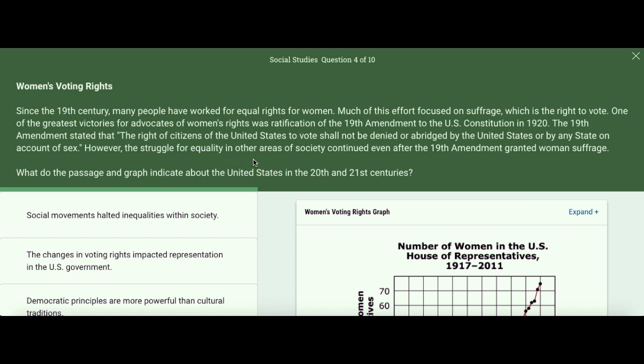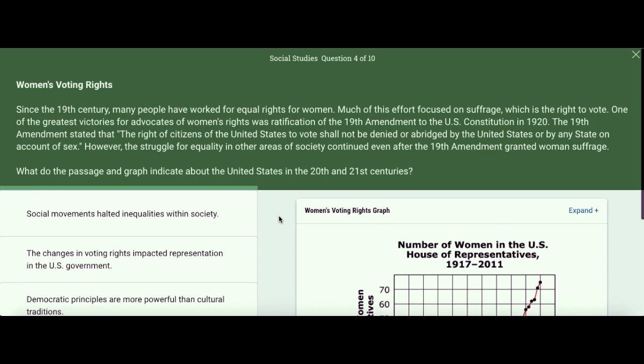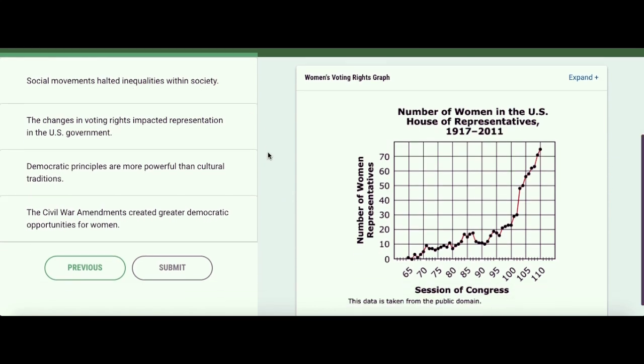However, the struggle for equality in other areas of society continued even after the 19th Amendment granted women suffrage. What do the passage and graph indicate about the United States in the 20th and 21st centuries? So the answer choices are right here.